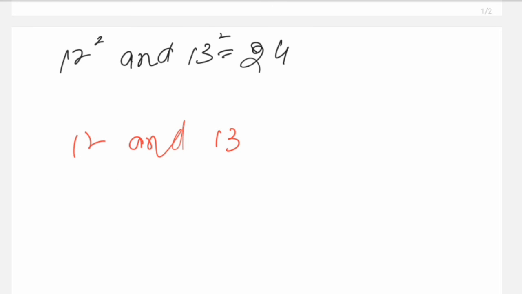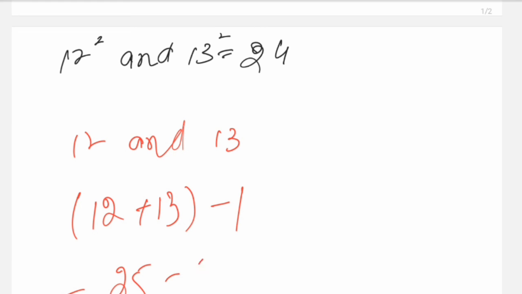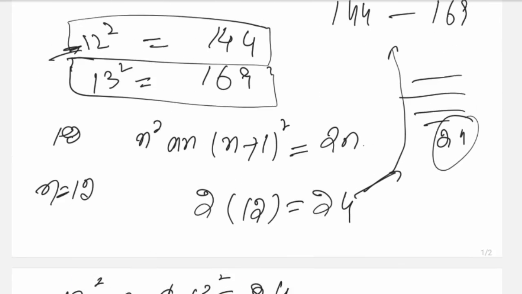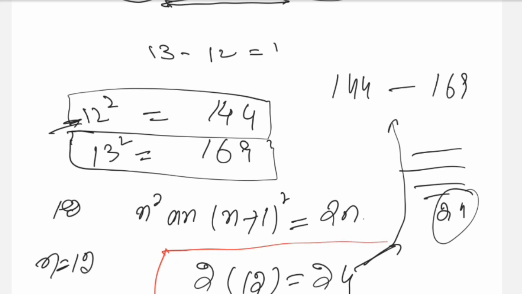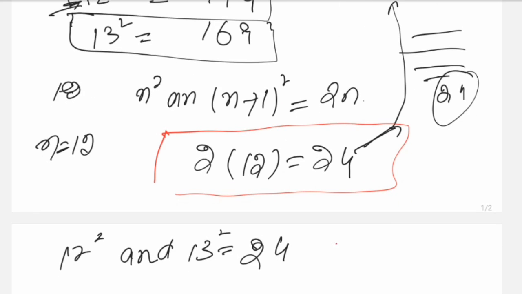But I see the pattern, some teachers do it like that, with 12 and 13. They do it like 12 plus 13 minus 1. That will be equal to 25 minus 1, which is equal to 24 numbers. But the most authentic is the one in which you have 2n, where n is the first number, so 2 into 12 is equal to 24.